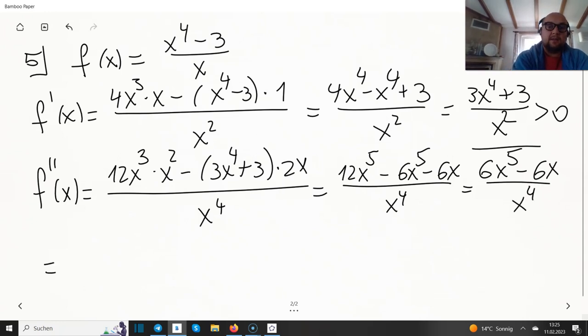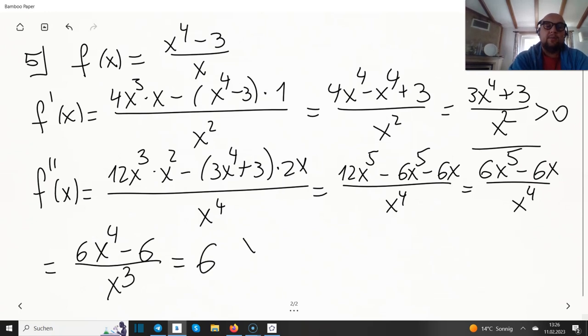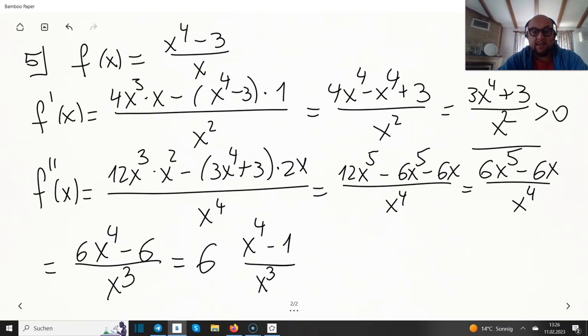So we can cancel an x value, knowing that x is not 0, it's possible. So this is 6x to the power of 4 minus 6, divided over x cubed. We can kick 6 out. It would be x to the power of 4 minus 1, divided over x cubed. Is it better? Well, yeah, it is, because we get 0 points here.